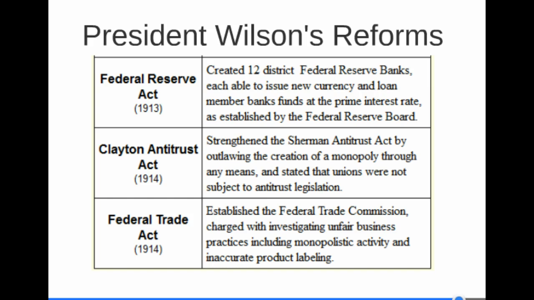Moving along, we're going to take a look at the Clayton Antitrust Act and the Federal Trade Act. You can see here again with the Clayton Act, the Sherman Antitrust Act was strengthened because it made monopolies illegal. Additionally, the Federal Trade Act creates the Federal Trade Commission, which now has the ability to investigate unfair business practices. So these two laws, the Clayton Act and the Federal Trade Act, gave the federal government more power to go after companies that were acting anti-competitively.